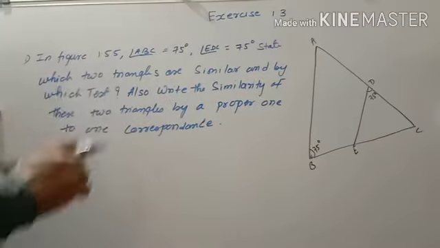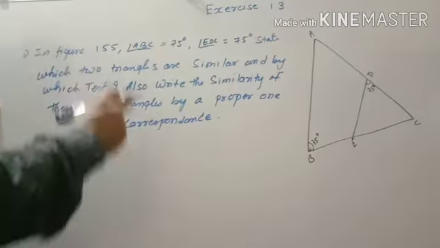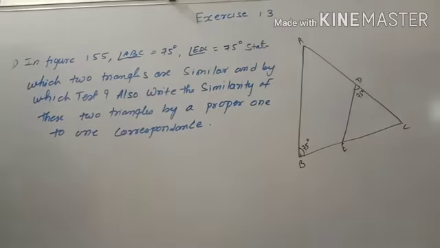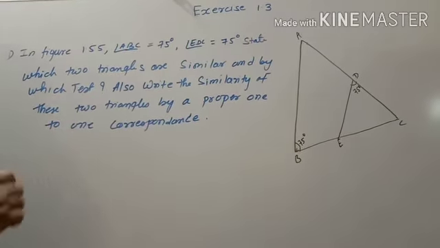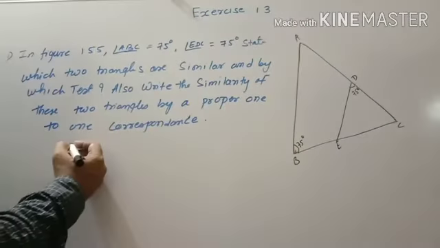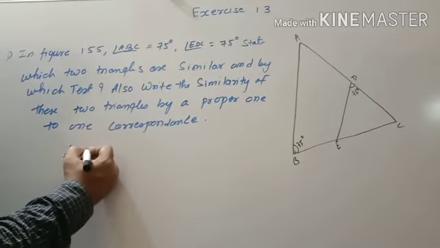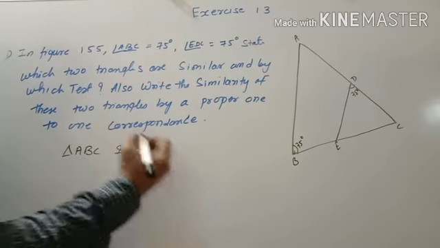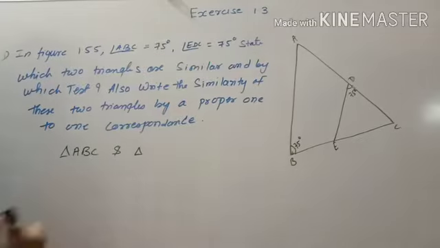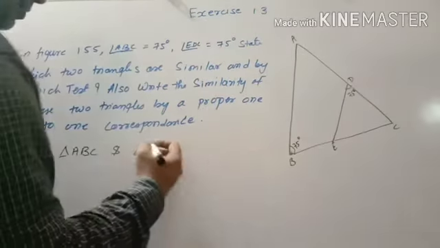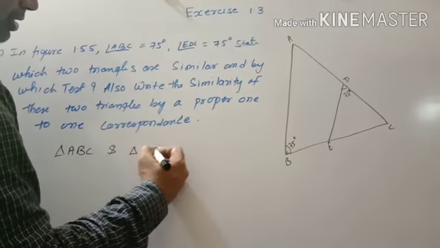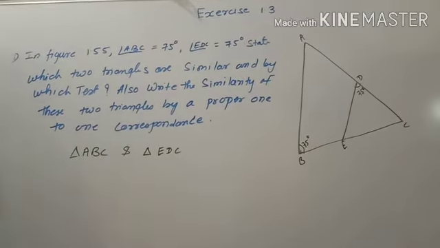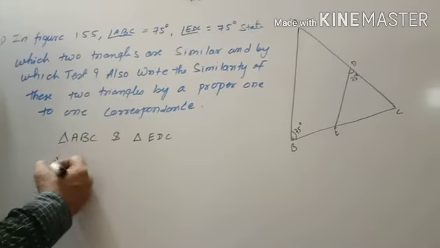Student, we have to decide which two triangles are similar, and by which test. Also write the similarity of these two triangles by a proper one-to-one correspondence. So first we take two triangles: triangle ABC and triangle EDC. In triangle ABC and triangle EDC, first one is what?